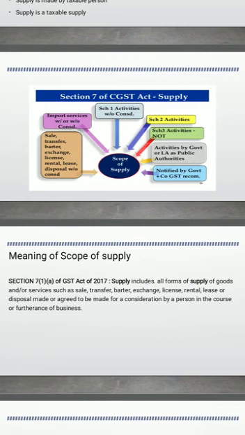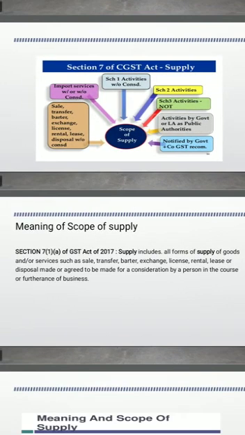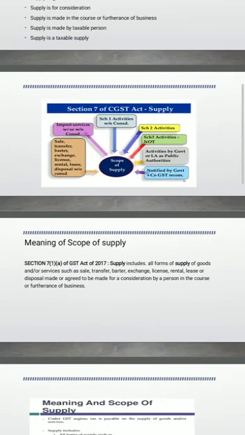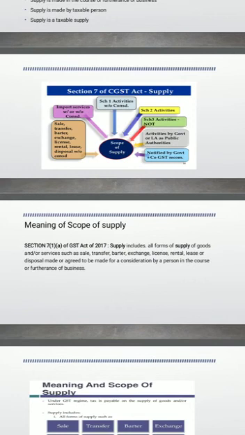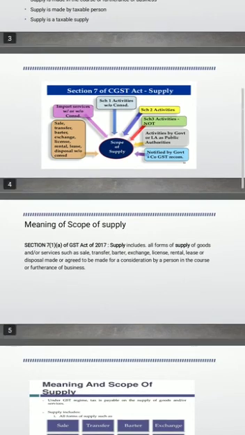What is the scope of supply? It is mentioned in Section 7, subsection 1, clause A of the GST Act of 2017. Supply includes all forms of supply of goods and services such as sale, transfer, barter, exchange, license, rental, lease or disposal, made or agreed to be made for a consideration by a person in the course or furtherance of the business. Supply includes all types of supply, whether it may be a sale, a transfer, a barter, a rental, etc.